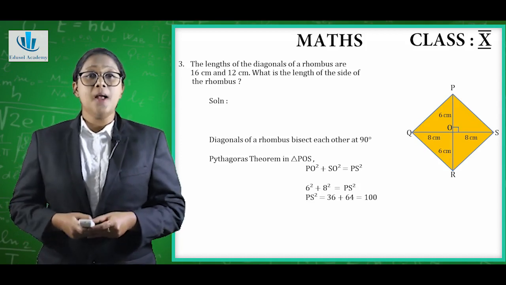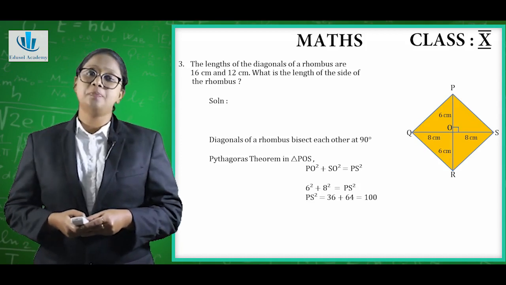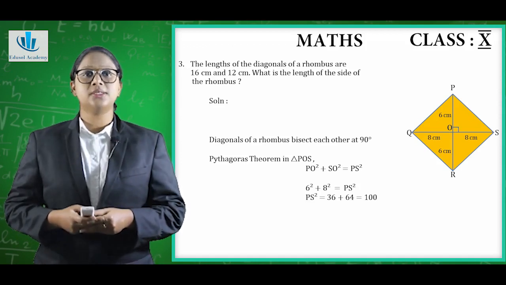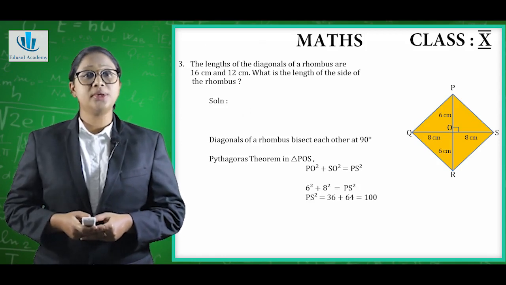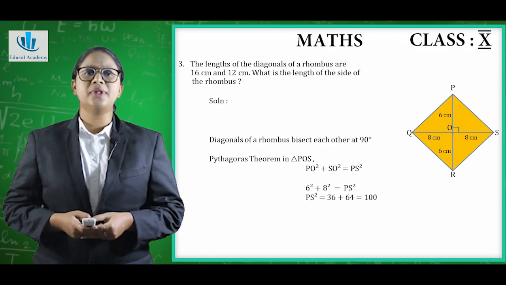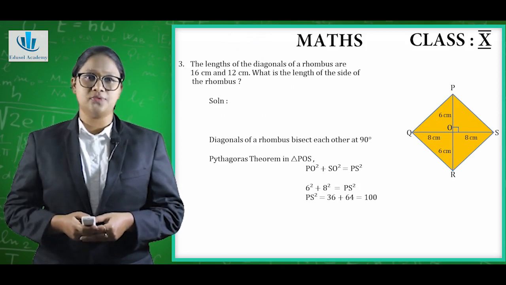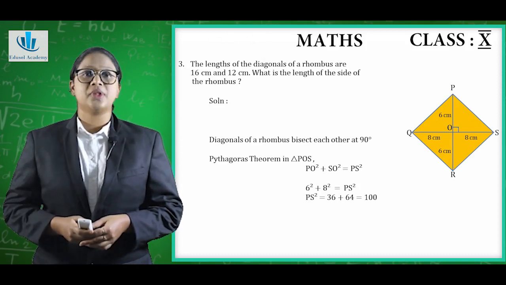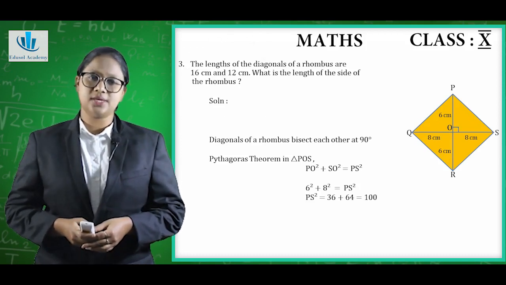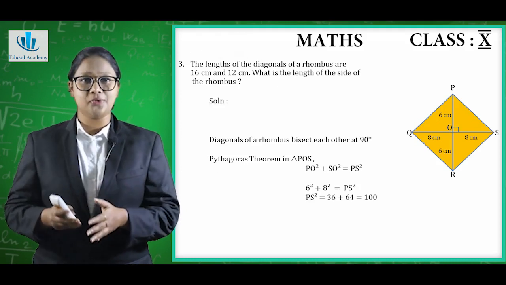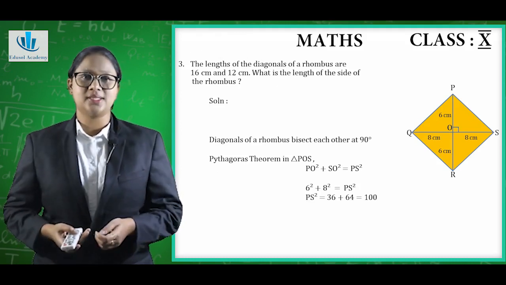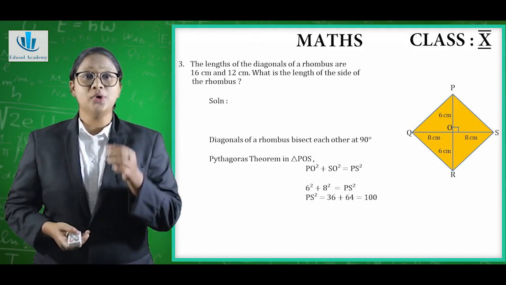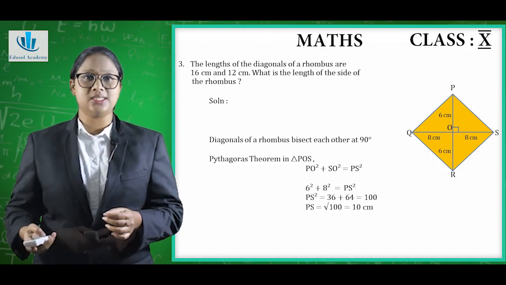So PO square plus OS square is equal to PS square. PO is 6 centimeter. So PO square will be 6 square. And SO is 8 centimeter. So SO square will be 8 square, that is equal to 64. So 6 square plus 8 square will give you PS square. 6 square is 36, 8 square is 64, 36 plus 64 is equal to 100. That's right. So PS square is equal to 100, or PS is equal to root 100, that is 10 centimeters.